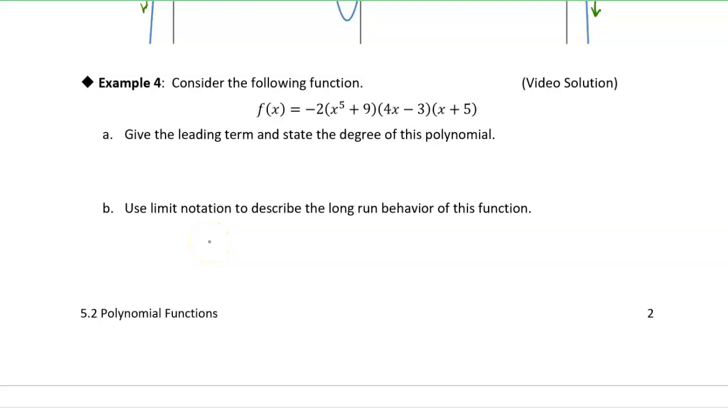All right, in this example, we also want to find the leading term and state the degree of the polynomial, but I have it in factored form. So if we want to find the leading term, we need to multiply it out. We need to expand it. But all we really care about is the leading term. We don't have to know all of the terms.